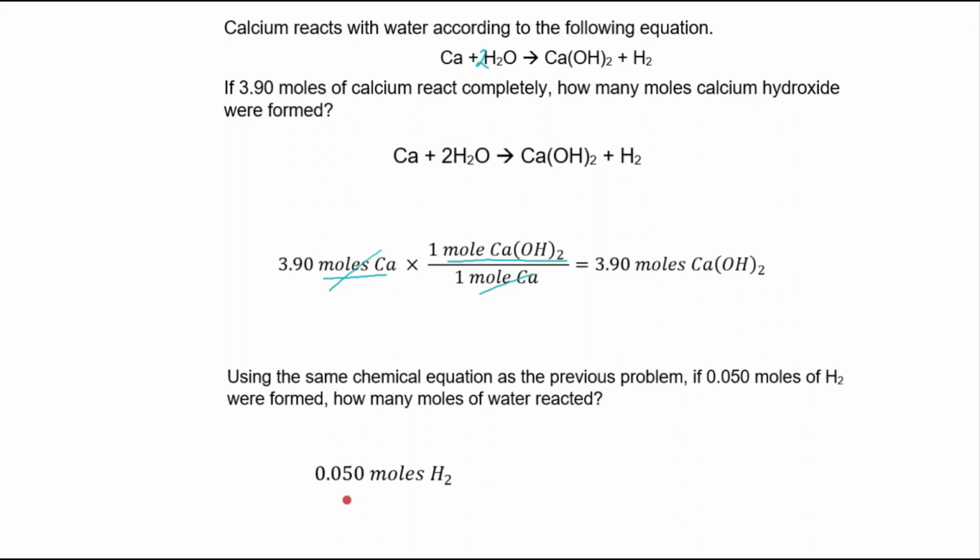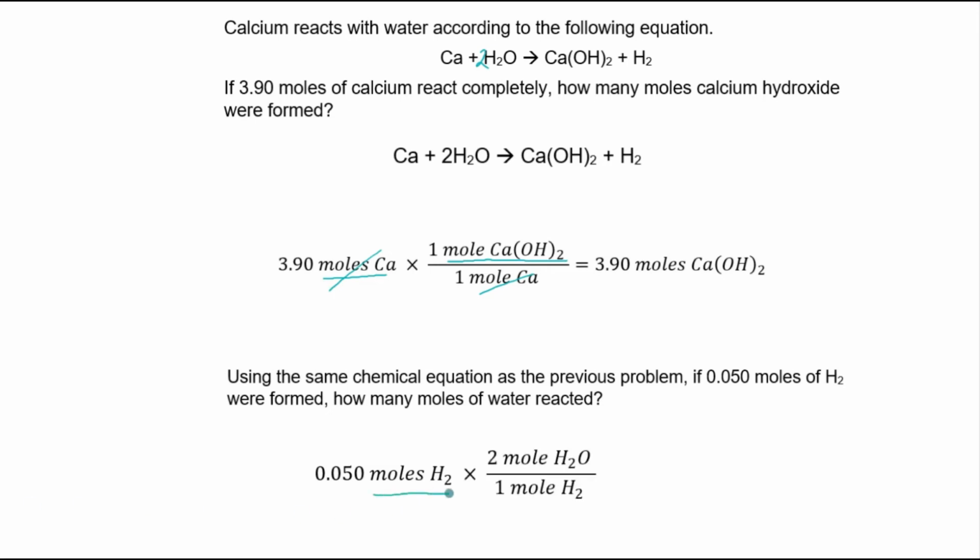We are going to start with what we were given, our 0.05 moles of hydrogen. To move to a new molecule or a new atom, we are going to use our mole ratio. Now in this case, our hydrogen does have a 1 in front of it, but our water has a 2, so now we need to take the math into account a little bit more. I set up my mole ratio the same way.